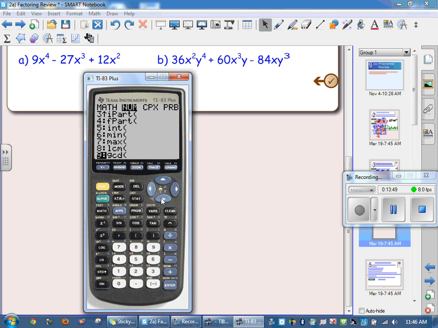So what we're going to do, what is your greatest common factor? Now you can't put 3 numbers in. It'll only take 2 at a time. So we can check the first 2.